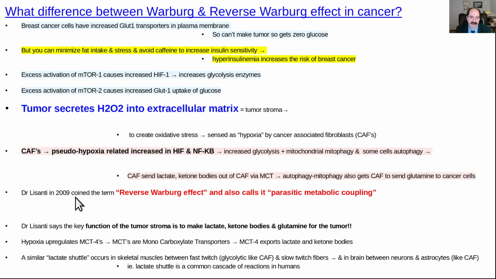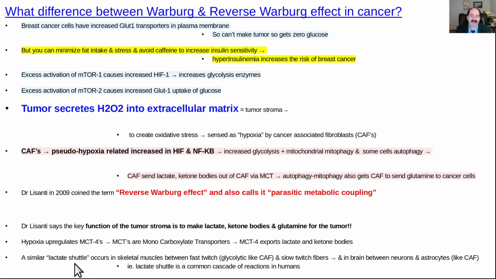So Dr. Lisanti in 2009 coined the term reverse Warburg effect, and it's also called parasitic metabolic coupling. And Lisanti has a good YouTube video if you want to see him talking himself. It's available on YouTube. It's good. And he basically says the cancer is being a parasite, and the tumor stroma, the fibroblasts in particular, are making lactate, ketone bodies as well as glutamine to feed the cancer cell. Okay.